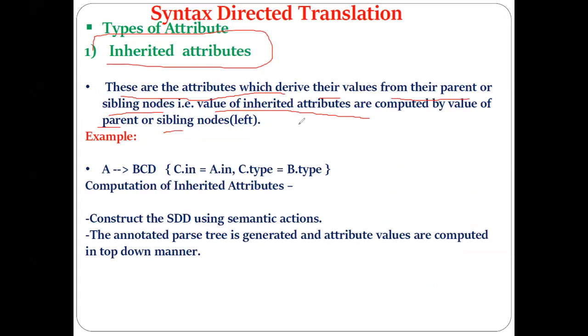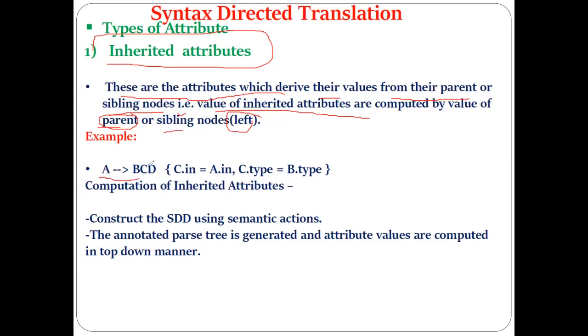Okay. Now, inherited attributes can compute their values only with the help of the parent and only with the help of the neighbor node. But which neighbor node? The left neighbor node. The neighbor node is referred to as a sibling node. Understood. So this is opposite to the synthesized attribute, where attribute values are obtained from children nodes. But here we are obtaining the attribute value from their parent or the sibling. Let's see in the example.